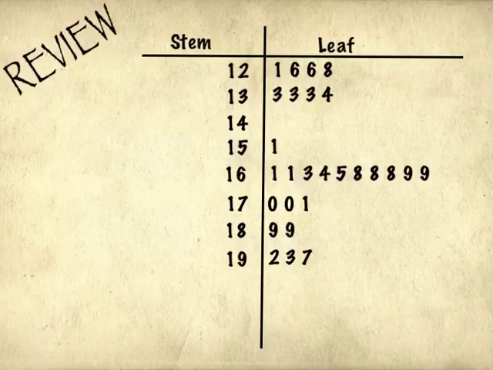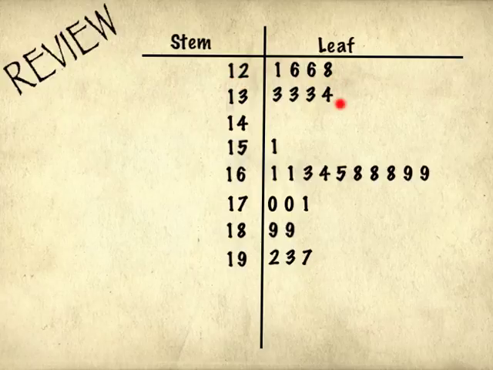So just a reminder about stem and leaf charts. Usually the leaf digit is the ones digit, and the stem shows you what comes before. So in this chart, this represents 121, 126, 126, and 128.